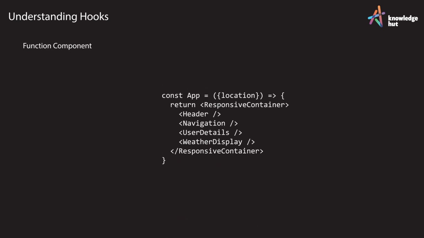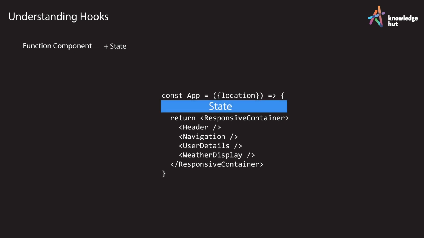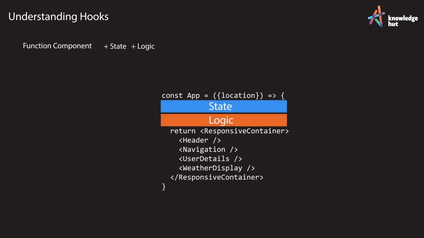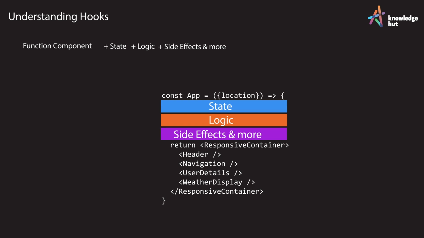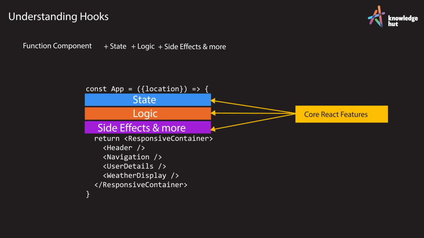Hooks let you take a simple function component and incrementally add state, reusable logic, and behavioral features such as side effects and more to function components. These are core React features that were out of bounds for function components till now. Hooks are optional, which means you don't have to use hooks if you don't want to, and it doesn't break any existing conventions or APIs.